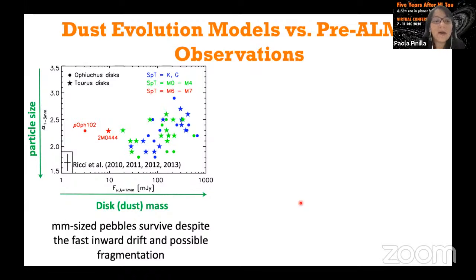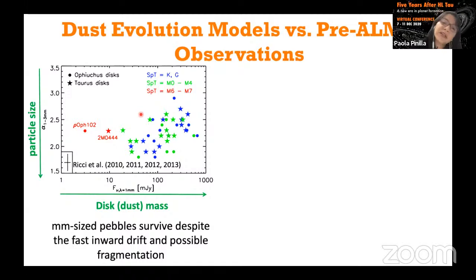And you can see here a collection of the spectral indexes calculated between 1 and 3 millimeter versus the 1 millimeter flux. This is here for 2 star-forming regions and different stellar types. And you can see that for all the disks, independent of how bright they are or around what star they are, they all have a spectral index lower than 3, meaning that somehow we can keep these grains independent of the drift that we expect.